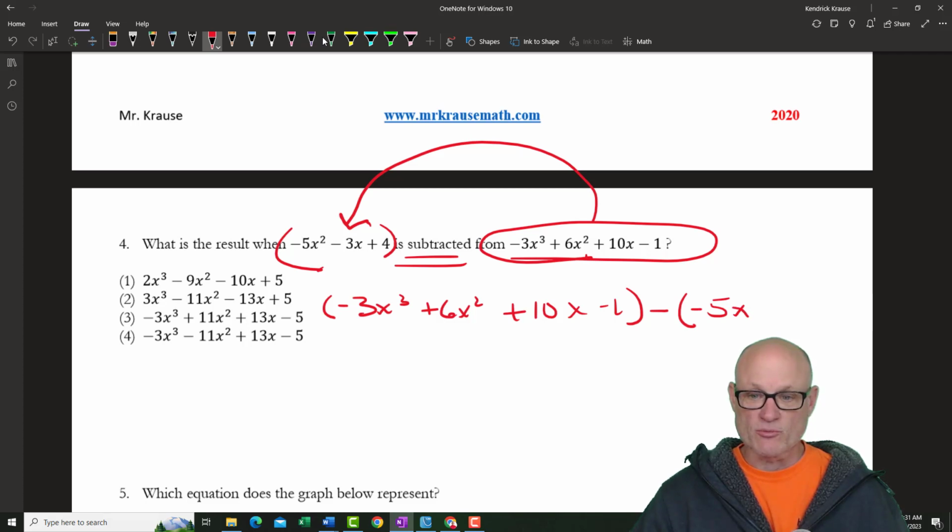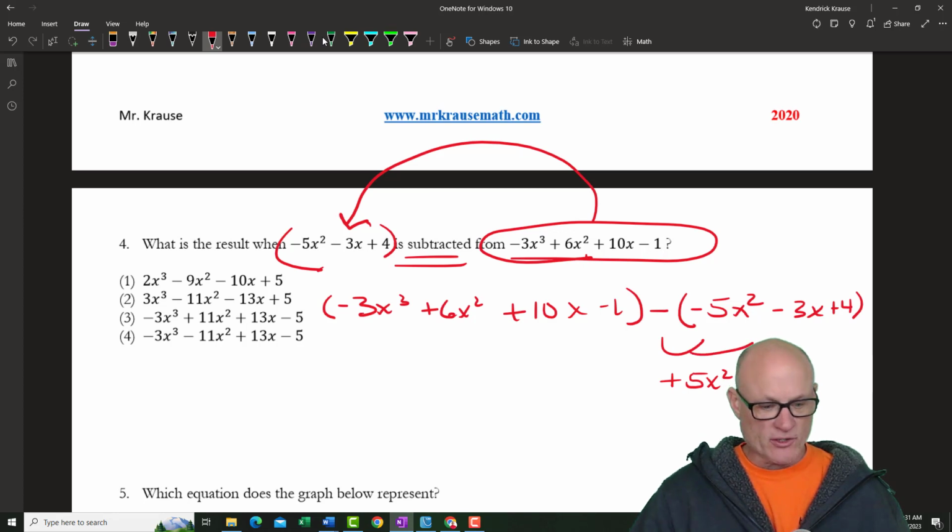And again, make sure you're really conscious of those silly negatives, right? We're going to distribute the negative here, so that gets plus 5x squared. We're going to distribute the negative here, so that gets plus 3x. And we're going to distribute the negative here, so that gets minus 4.